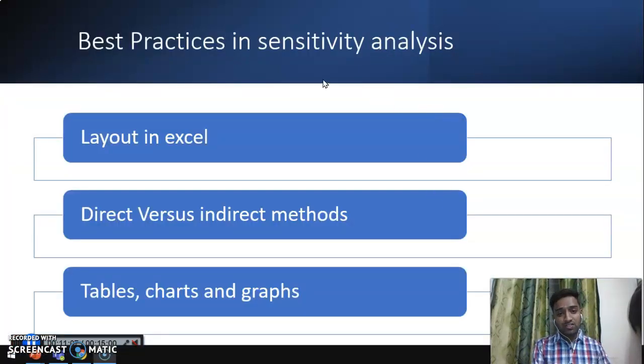Then what are the best practices in sensitivity analysis? This means where you can use it, what are the best applications or the best media where you can use sensitivity analysis. You can use it in Excel for the best results, which gives you direct results, as we saw in the previous calculation with an example. Then the direct versus indirect method. Then through using graphs, tables, charts.